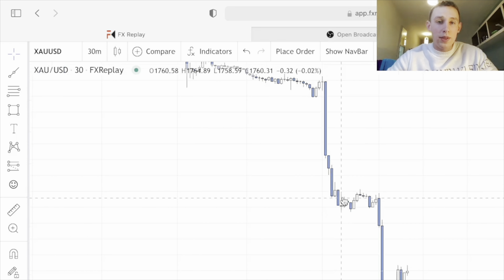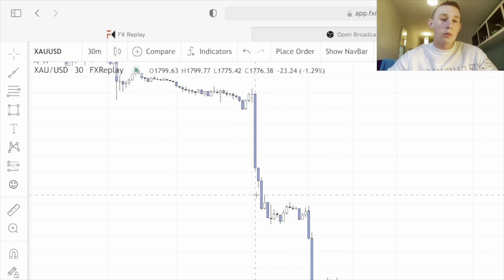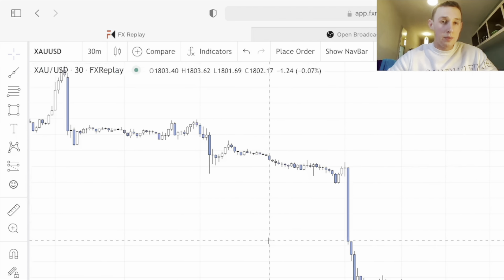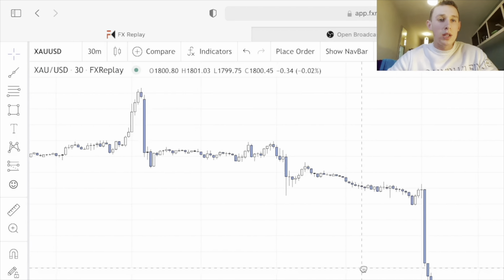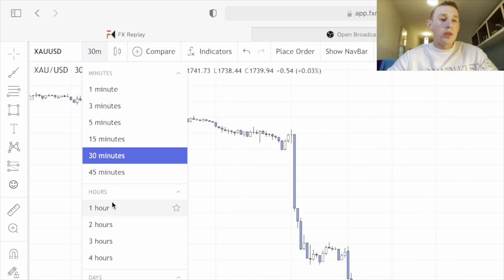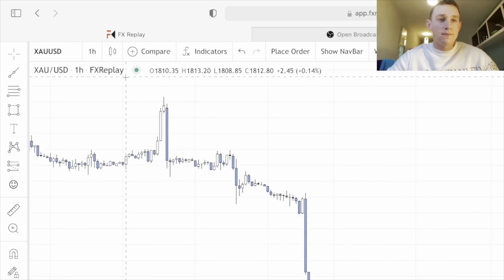On the 30-minute, this area here is not an area I'd look to sell from, because it just looks like an area of liquidity to me. We do have this sort of retail trend line. So areas that I would look to target if we were going long.